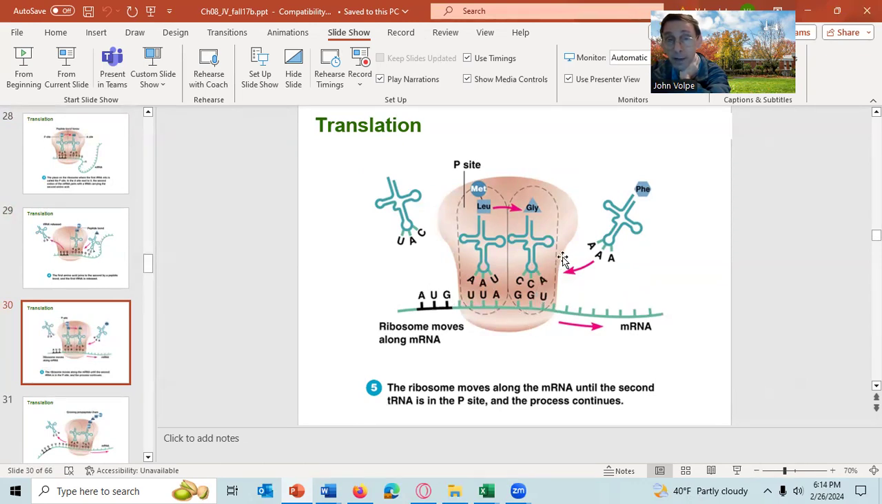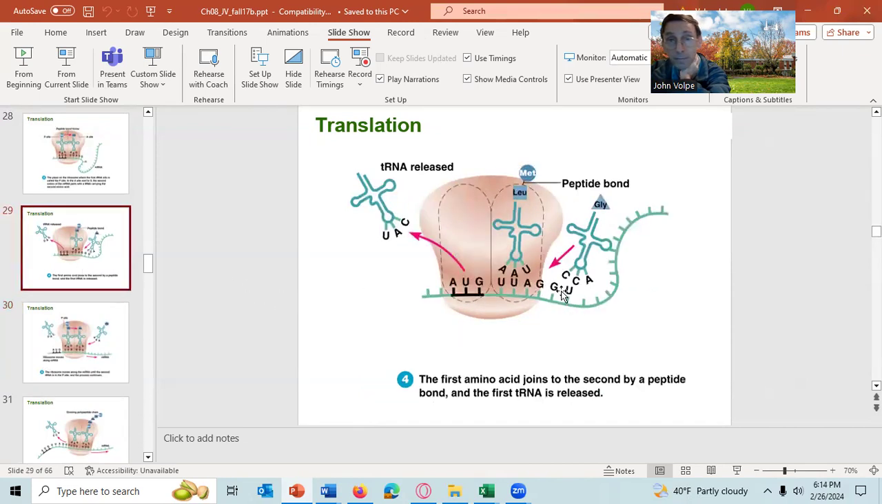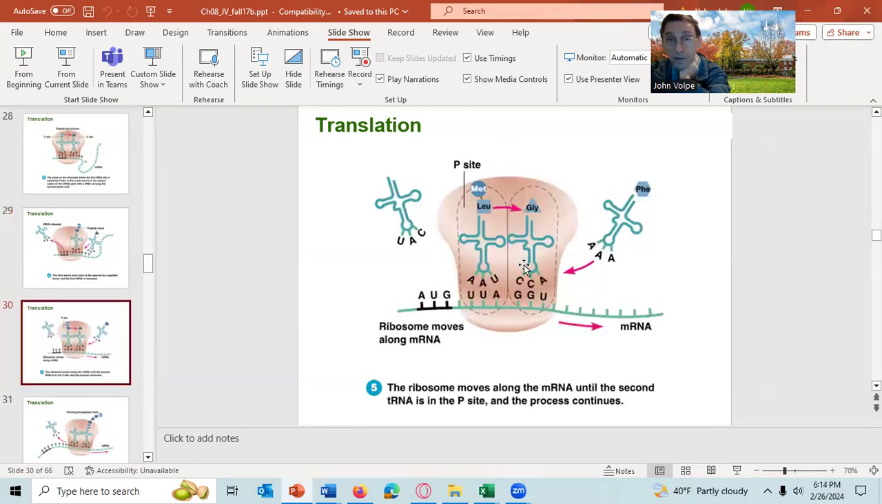That will allow the third tRNA to come in. It comes in this site here and then binds, the anticodon binds there to the codon, bringing in the correct amino acid. And then once again, the enzyme in the ribosome removes the amino acid that's bound to this tRNA and then binds the amino acid to this newly added amino acid.